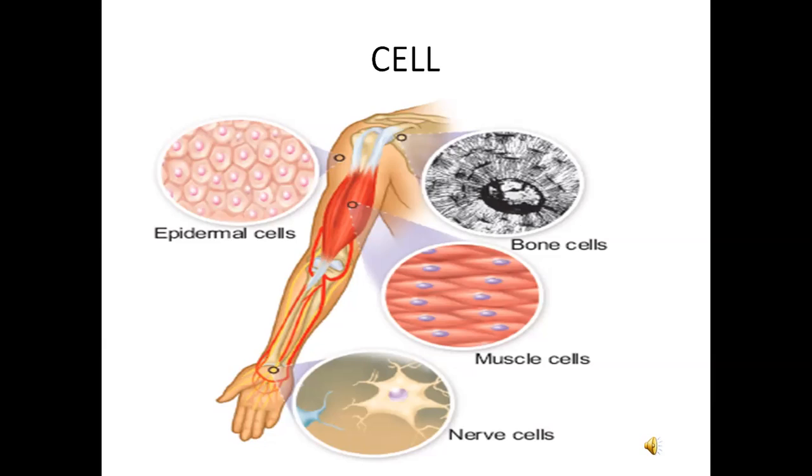Here, the hand cells are epidermal cells, bone cells, muscle cells and nerve cells. These all cells are working together, then only the hand will work. So the cell is a basic structural and functional unit of life. Cell is the building unit of living organisms, and you can see all types of cells in our hand. These all cells are working together to perform their function.